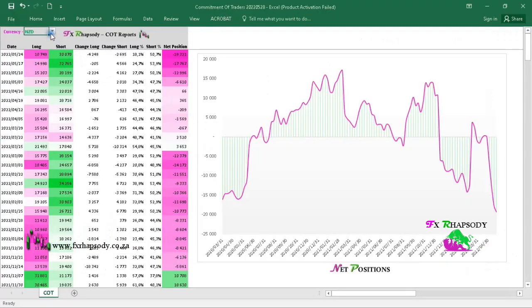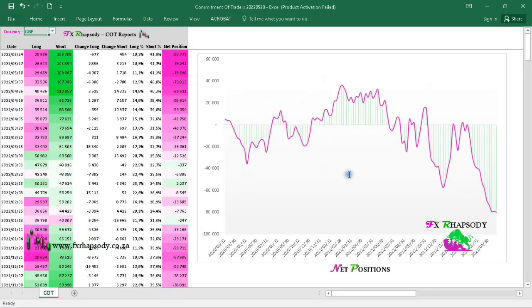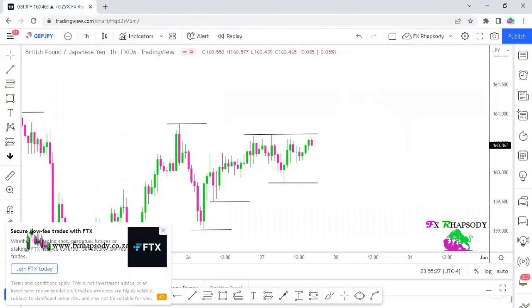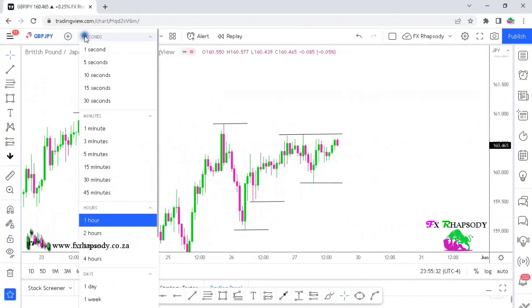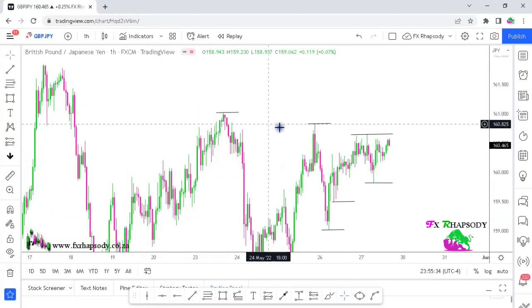We are looking at the British pound first. As we know, the British pound is currently, the net positions is growing, meaning it is in a downwards movement. You can see how the net position has gotten much bigger into the negative. A lot more longs have been closed and a lot more shorts opened in the market, just pushing that price down. That is why, let's go back to the chart, we also saw this movement to the downside.